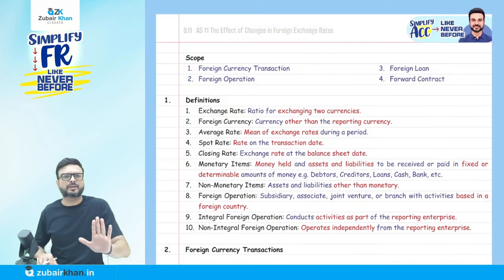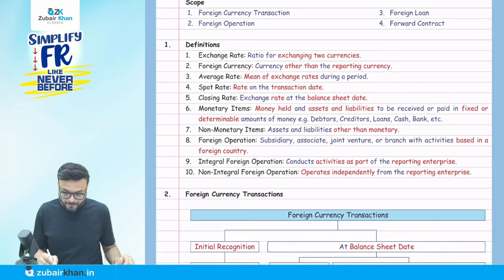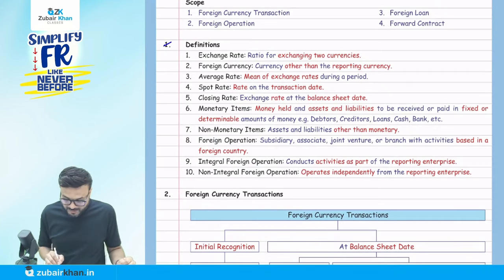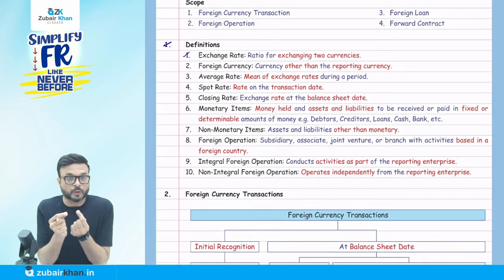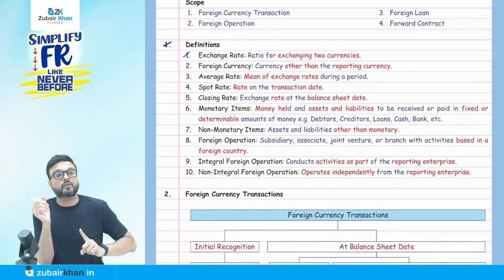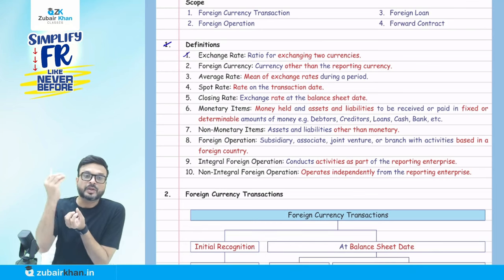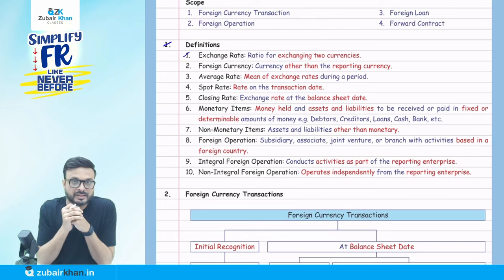Don't worry, very simple. Now let's start with the first definitions. No need to mug up anything, just understand. What do you mean by exchange rate? Exchange rate means the ratio of exchanging two currencies. For example, for $1 how much do we have to pay? For example, the exchange rate is 85 rupees. So for $1 we have to pay 85 rupees. That is the ratio of exchanging the two currencies.